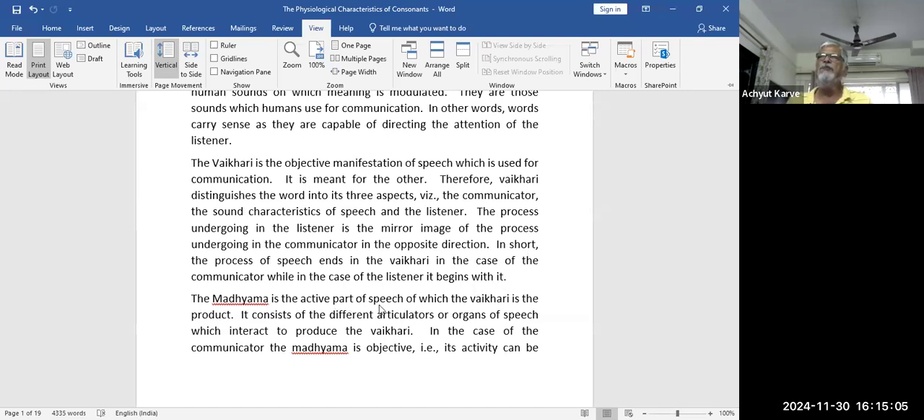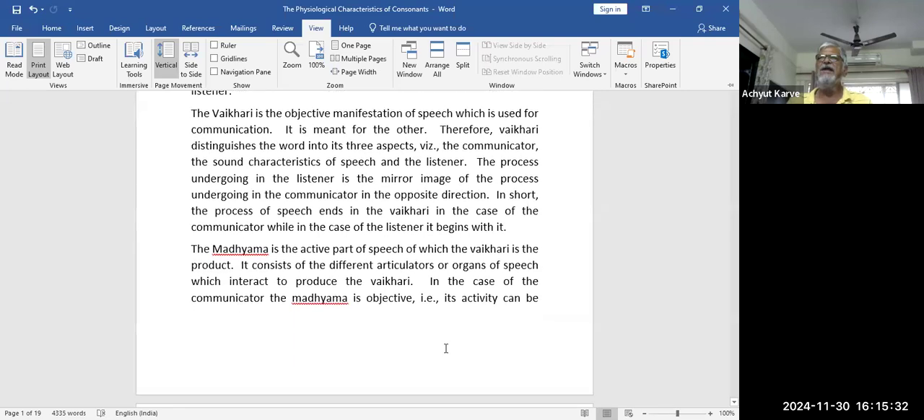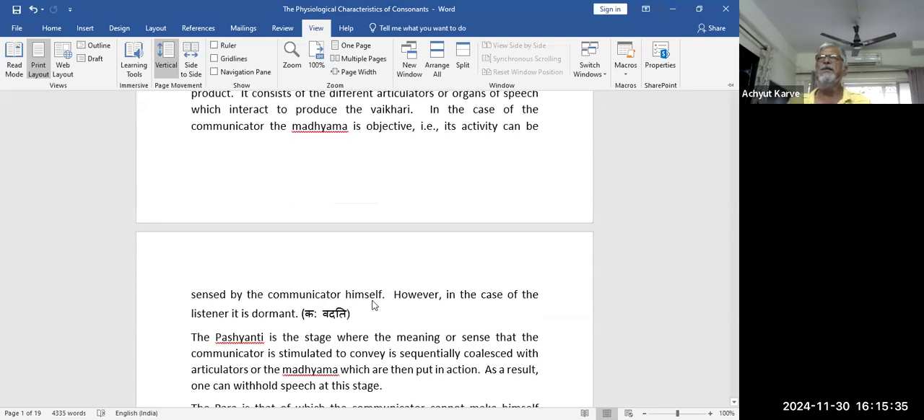The Madhyama is the active part of speech, of which the Vaikhari is the product. It consists of the different articulators, the organs of speech, which interact to produce the Vaikhari. In the case of the communicator, the Madhyama is objective. You can feel that you are speaking. There is movement of the asya as well as the tongue, jaw, etc. That is, its activity can be sensed by the communicator himself. However, in the case of the listener, it is dormant. He doesn't feel that something is going on in his mouth.